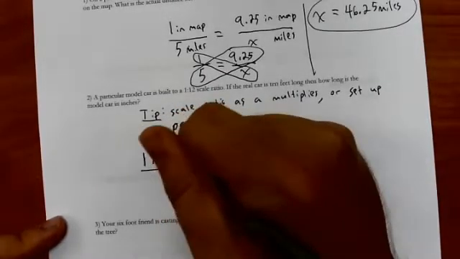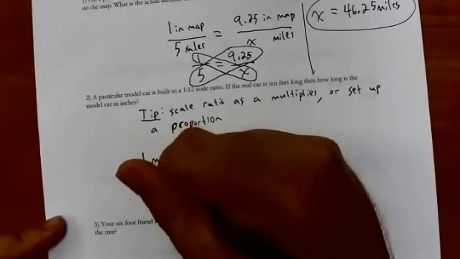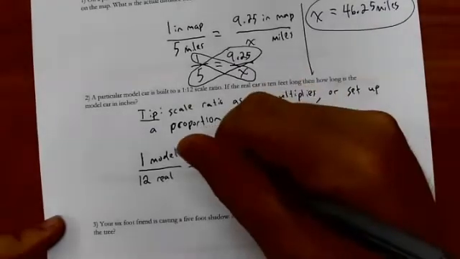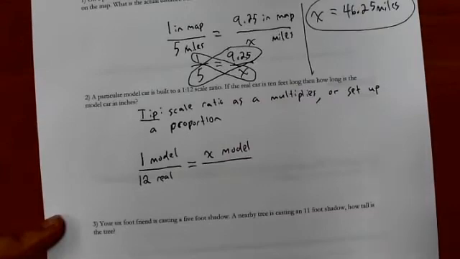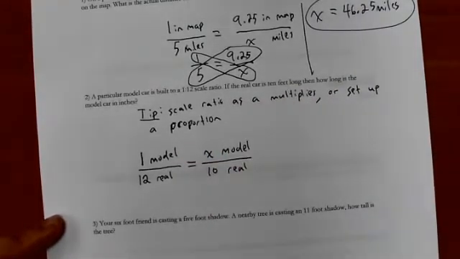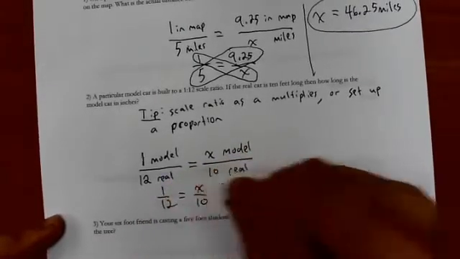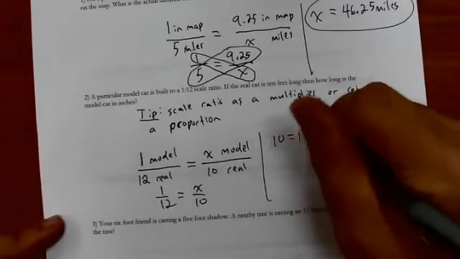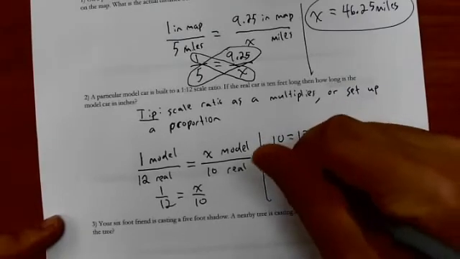But if I just lost you, you can go ahead and set up a proportion. So for every 1 unit in the model, we have 12 units in reality. That's our scale ratio right there. We don't know how large the model is, but we know the real thing is 10 feet in reality. So if we want to set up a proportion, it would look like this: 1 to 12 equals x to 10. We'll go ahead and solve that. So if we cross multiply, 10 equals 12x. Therefore, x equals 10 divided by 12.